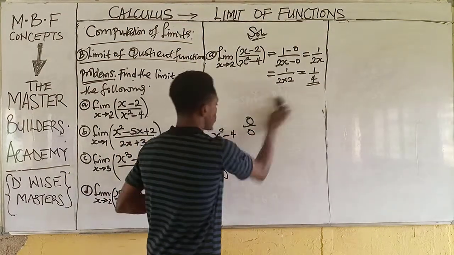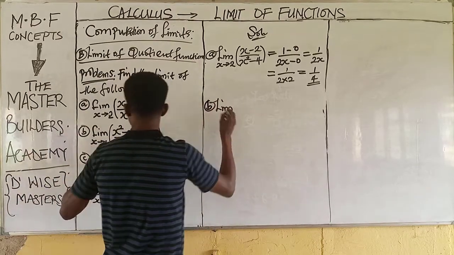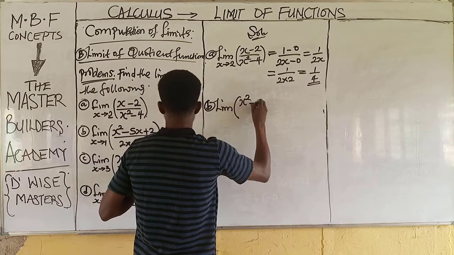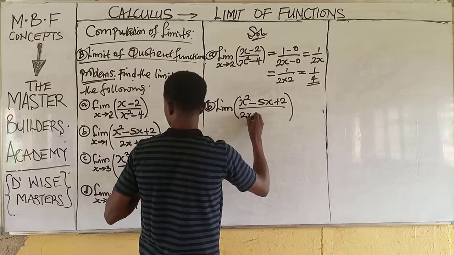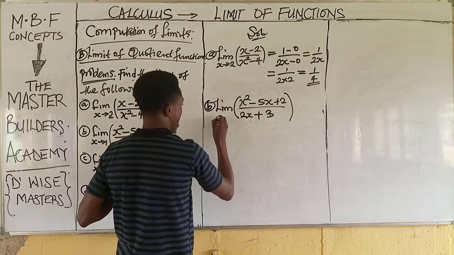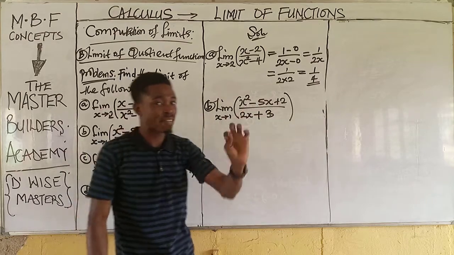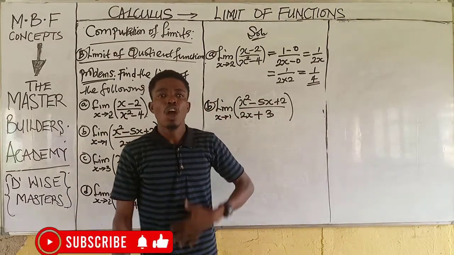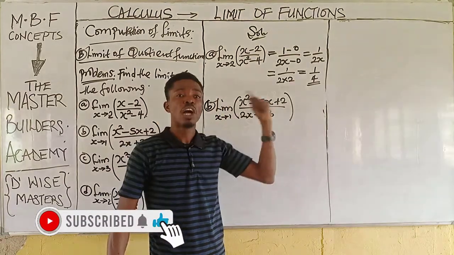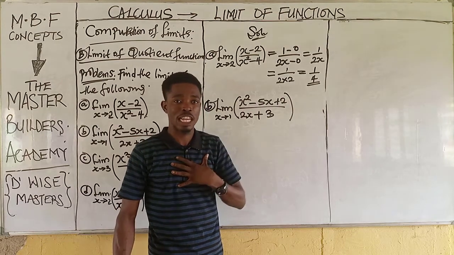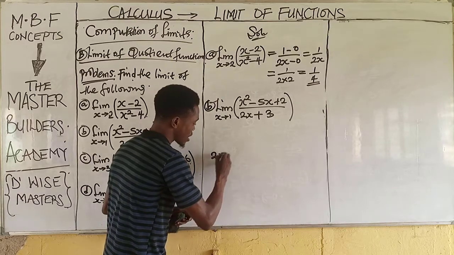Now, we look at question number 2 very quickly. We have the limit of x squared minus 5x plus 2 all over 2x plus 3, as x tends to 1. So, similarly, like I said, the first thing you do is to identify whether you have a linear function or a quotient function. Now, this is a quotient function where I have a numerator and a denominator, so my attention should be on the function I have at the denominator, which happens to be 2x plus 3.